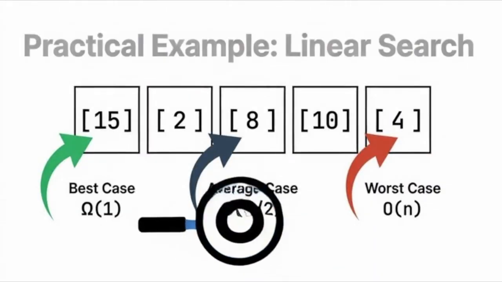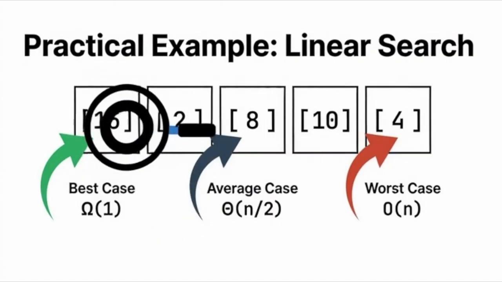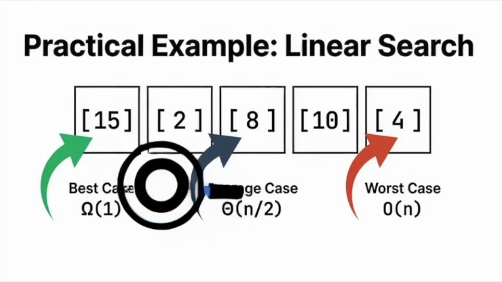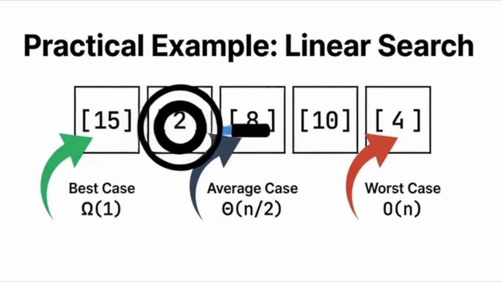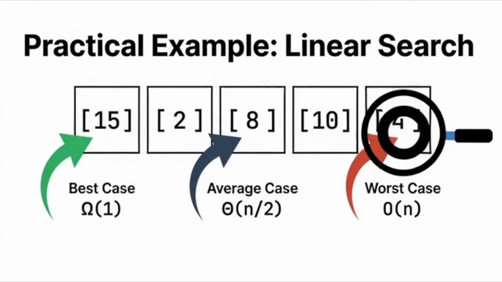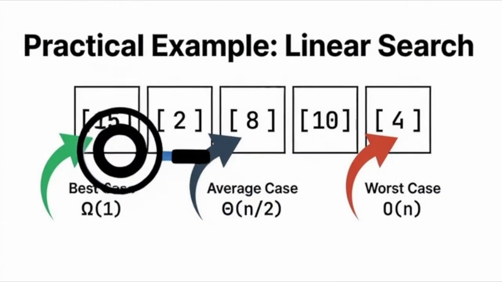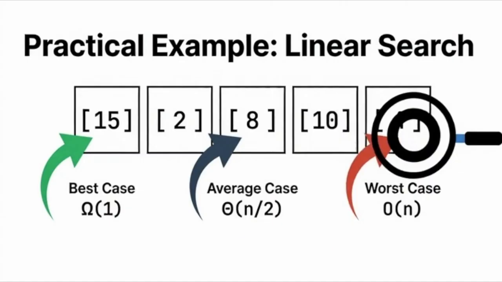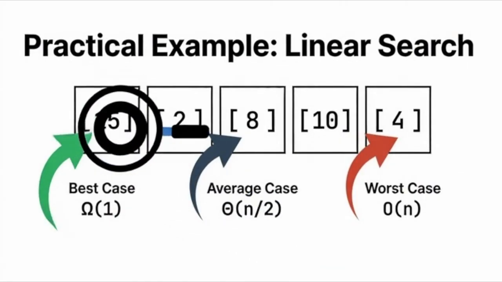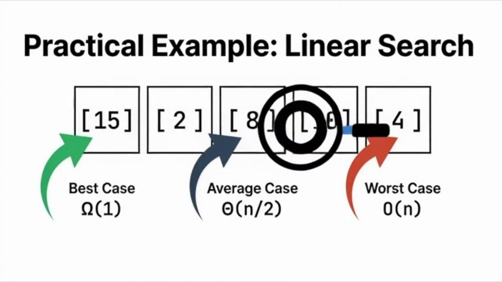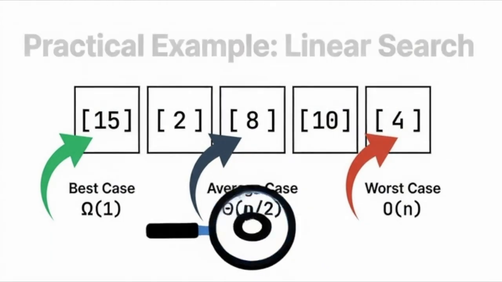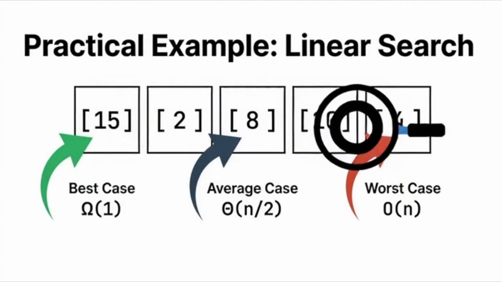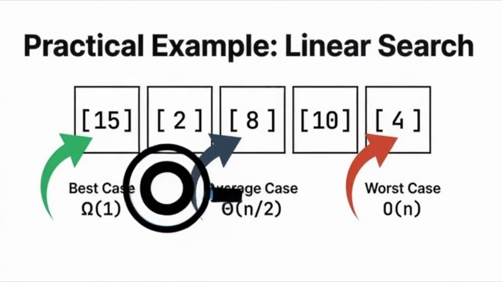Let's look at a real example. Linear search. Imagine we need to find the number 4 in this list. In the best case, that is in omega, the number 4 is right at the front. We find it instantly, that is omega 1. In the average case, in theta, we might look through half the list to find it. But in the worst case, big O, the number is at the very end or not there at all. We have to check every single box. If we have n items, we do n operations. This is big O n.